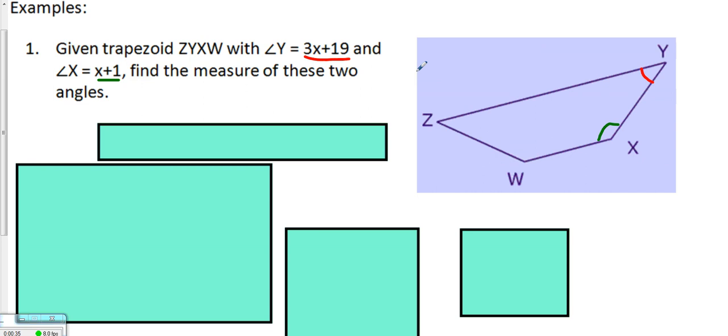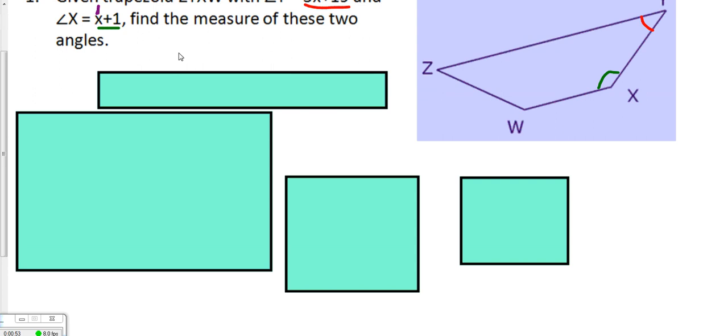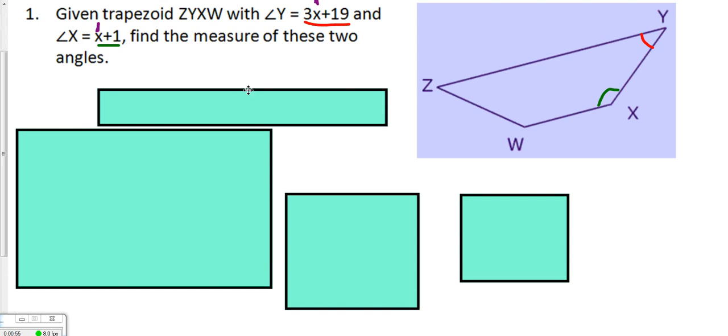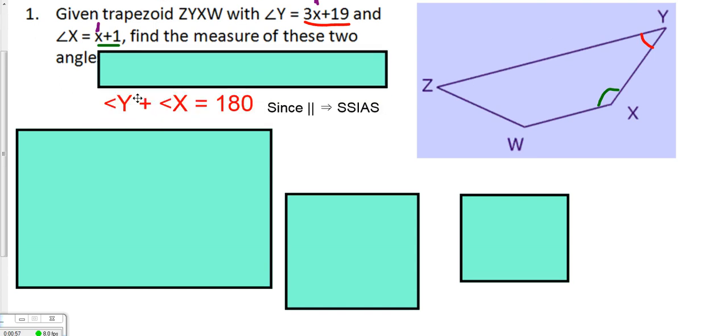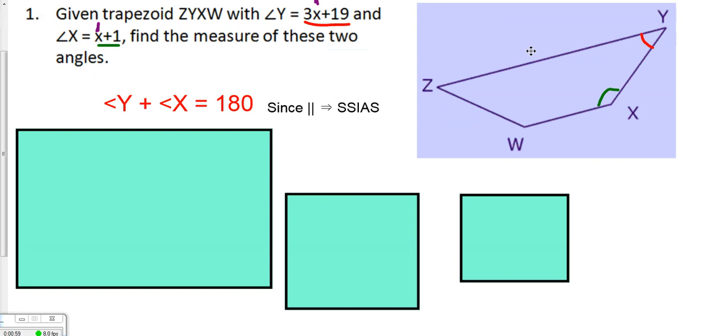Underline this one in red. We need to find the measure of these two angles. Notice they didn't say find what x equals. We're going to need to solve for x, but in the end, we're looking for the measure of these two angles. Okay? So, to do that, we need to use our information and say Y plus X, so this angle plus this angle, has to equal 180 degrees.